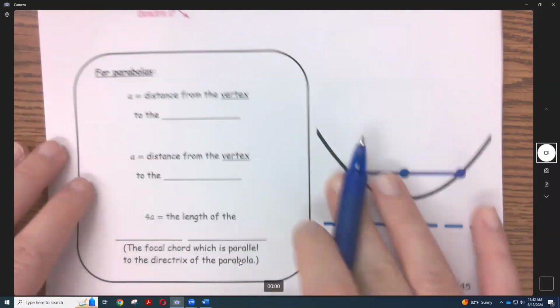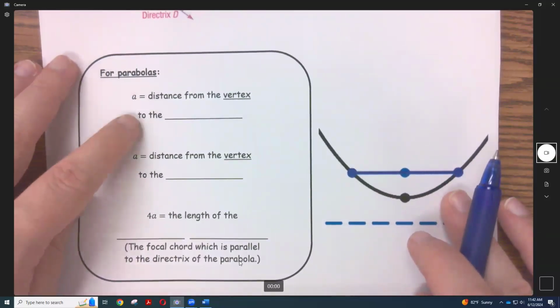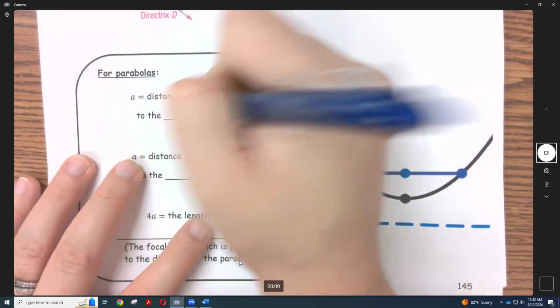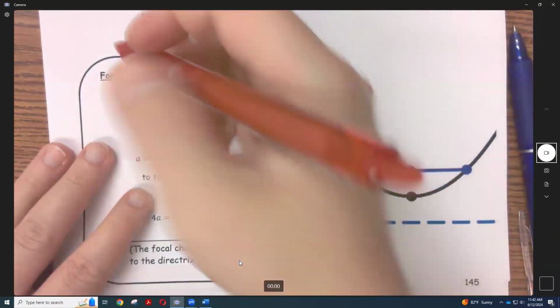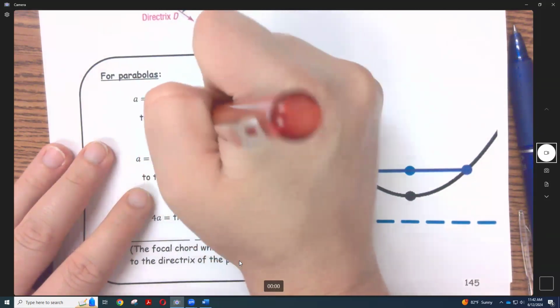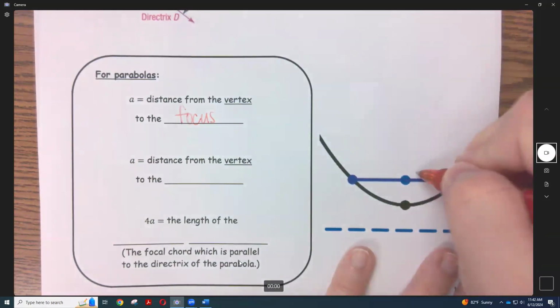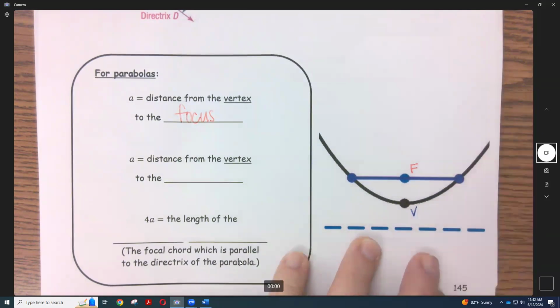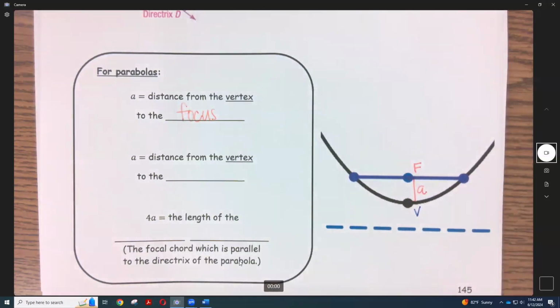A tells me, and this is my parabola over here, A tells me the distance from my vertex to the focus. And let me put focus in red. Okay, so here's my focus in the middle of this, and here is my vertex. And so this distance right here is A.